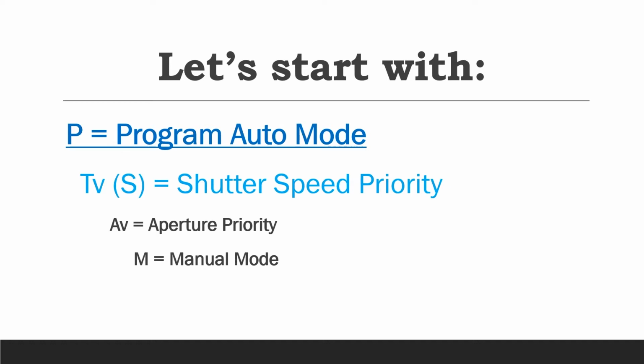We're going to start with P mode, which is programmed auto mode, and then we're going to move on to TV or S mode, which is shutter speed priority. We will cover the other modes in part 3 of this lesson, so be sure to look out for that video as well. Now, P mode is basically auto mode with a few minor differences, so let's go ahead and talk about auto mode first, and then we'll get into P mode.